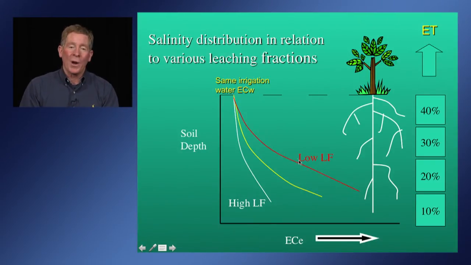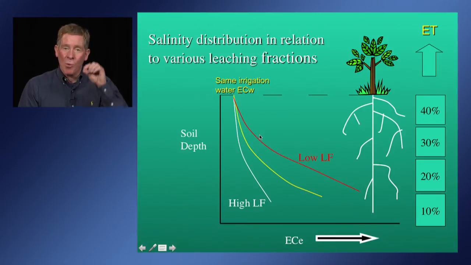Now notice the red line versus the white line. The red line illustrates a low leaching fraction. In other words, as you decrease the leaching fraction, less water is draining below that pot, and the salinity increases at a much faster rate than it would if that same salinity of water was applied with a higher leaching fraction. So here, the average root zone salinity is much lower than it is over here.